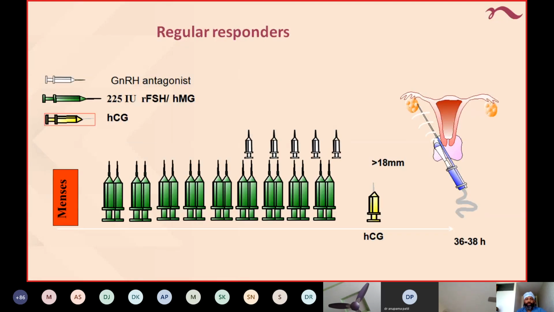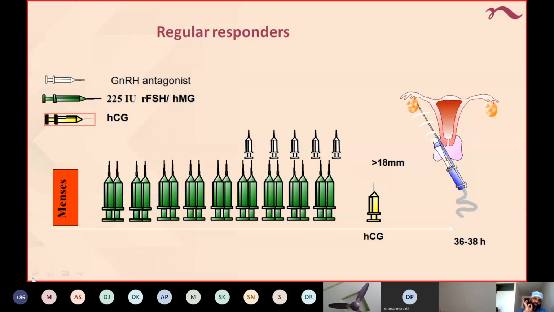If that is there, or any other problems you see, the day 2 baseline scan is compulsory. And for regular responders, generally we use around 200 to 225 international units of recombinant FSH or HMG hormones, and then between day 6 and day 7, we add an antagonist injection so that there is no premature LH surge. And once the follicle becomes 18 millimeters or above, which happens around the 9th to 10th day of the injection, we give the HCG injection for the release of the egg, and after 36 to 38 hours, we do the egg pickup by transvaginal ultrasound.